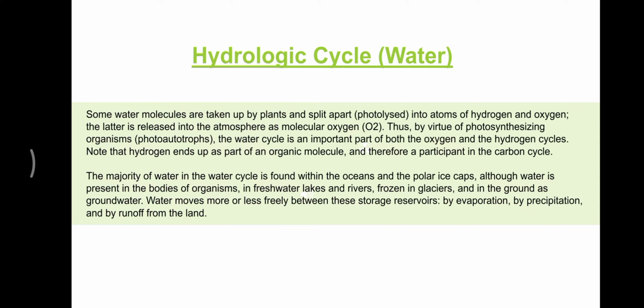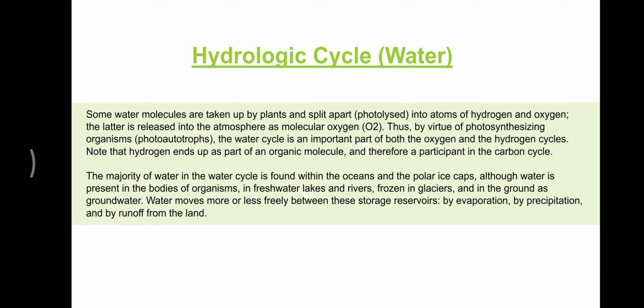While it generally is the case that we discuss the water cycle in terms of various stages of water, at least some water molecules are taken up by the plants and split apart, that is, photolyzed into atoms of hydrogen and oxygen. The latter, that is, the oxygen, is released into the atmosphere as molecular oxygen.